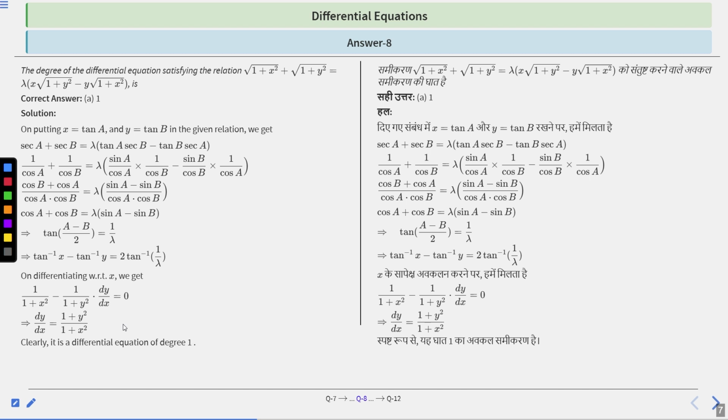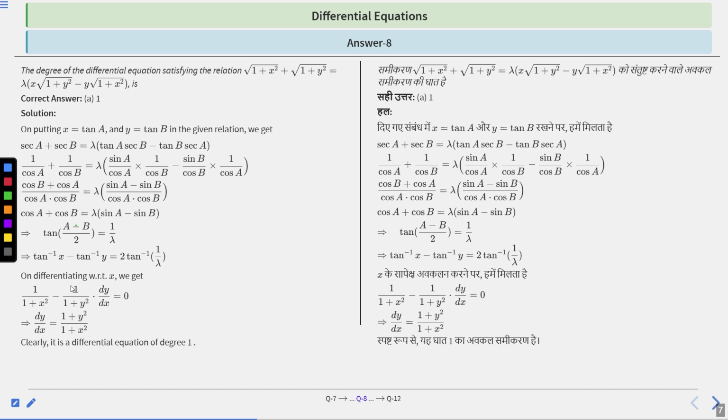Right. Therefore, by putting A as tan inverse x and B as tan inverse y, we will get tan inverse x minus tan inverse y is equal to 2 tan inverse 1 by lambda. Right? 2 tan inverse 1 by lambda.